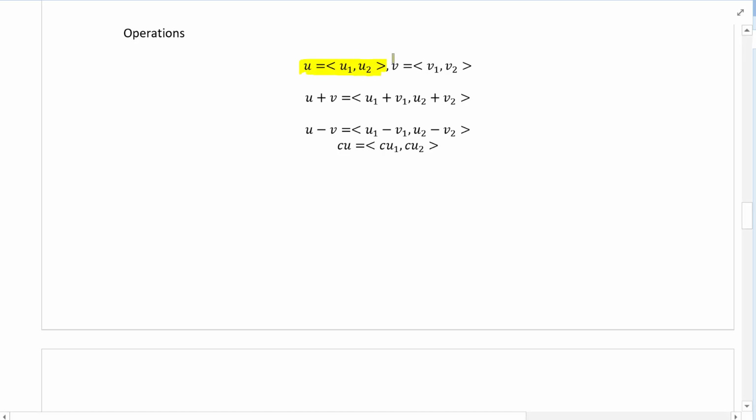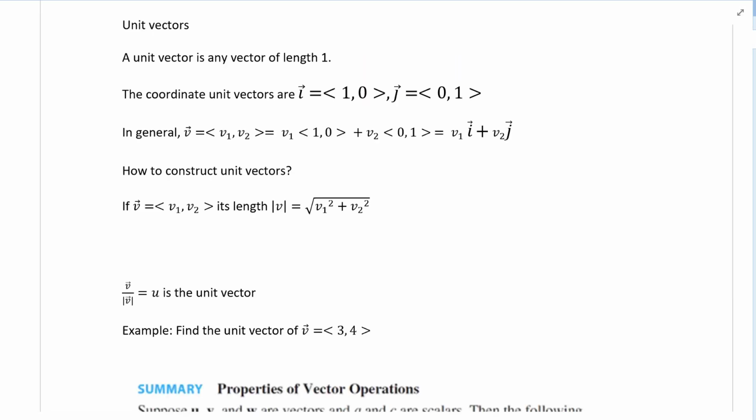If we want to do operations with vectors that are written using the x component and y component, if I have u like this and v like this, for u plus v we are adding the x components first, and then the y components. To subtract, same, x components first and then y components. And a constant times u is going to be cu1, cu2. So we are multiplying the constant to each component.